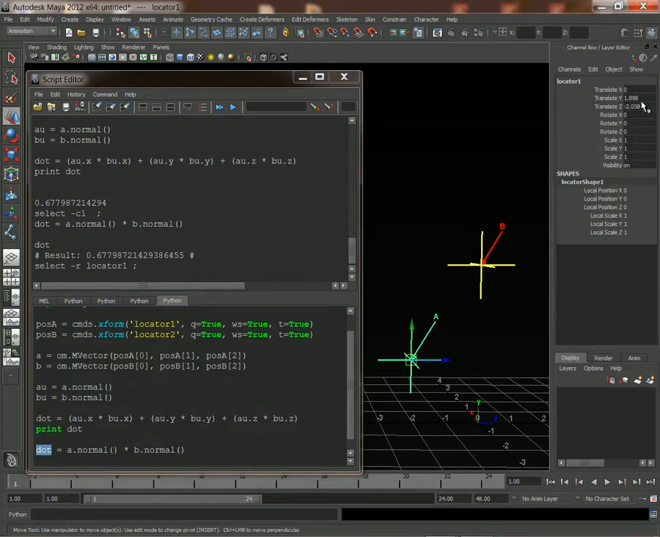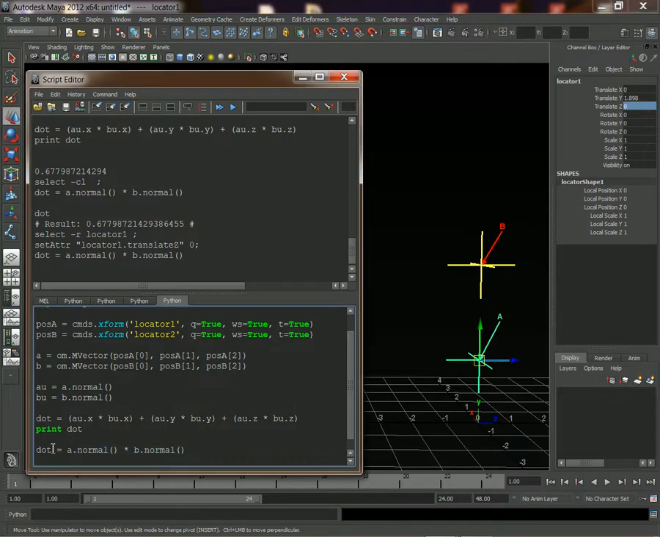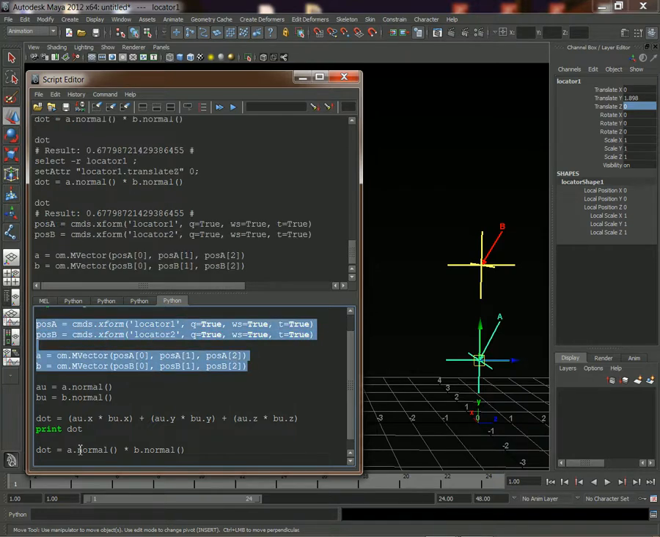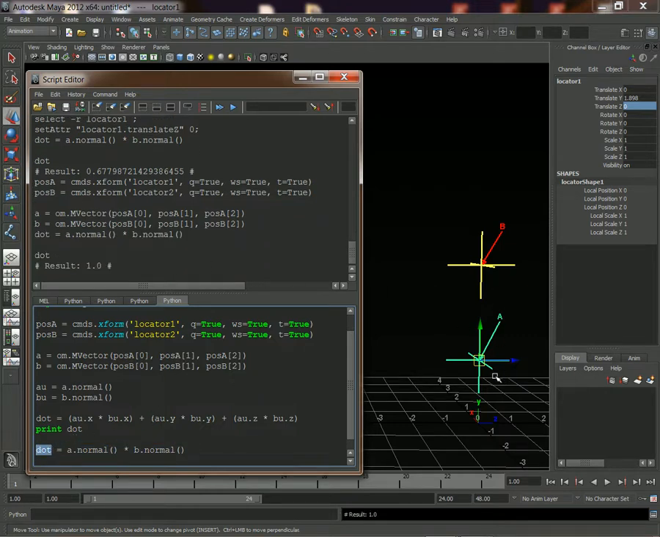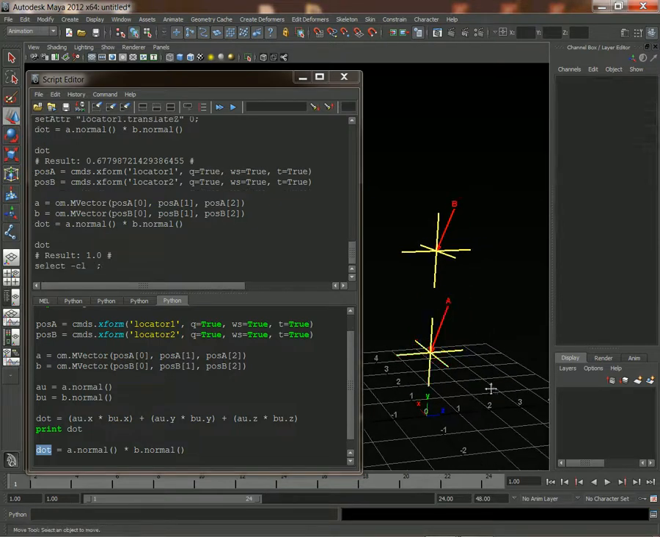So if I were to snap this back on and return the dot product again, we would get, well, I didn't retrieve the new vectors. So we get the new dot product, and it is 1. So that's how we test vectors against other vectors.